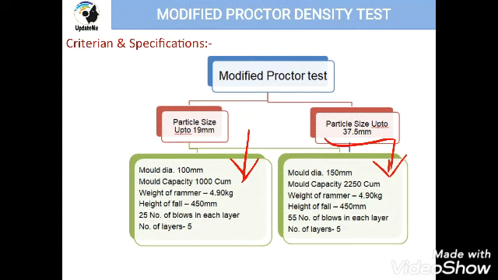In the first one, the mold diameter is 100 mm, mold capacity 1000 cubic centimeters, weight of hammer 4.9 kg, height of fall 450 mm, 25 blows in each layer, and the number of layers is 5. In the second one, the mold diameter is 150 mm, mold capacity 2250 cubic centimeters, weight of hammer 4.9 kg, height of fall 450 mm, 55 blows in each layer, and the number of layers is 5. So the only difference is the number of blows, 25 in the first and 55 in the second, and the mold diameter is also different.